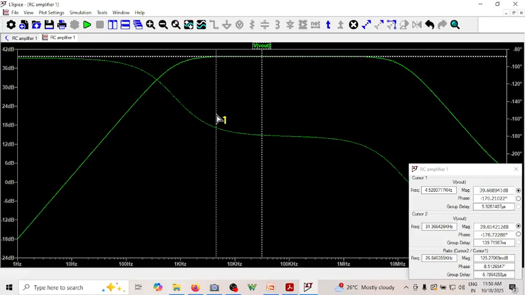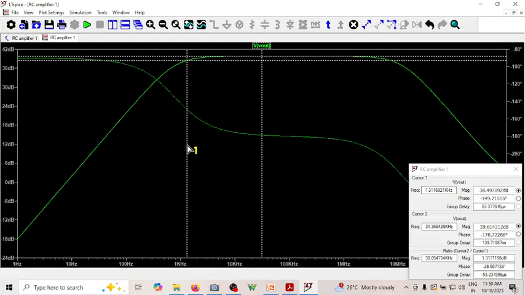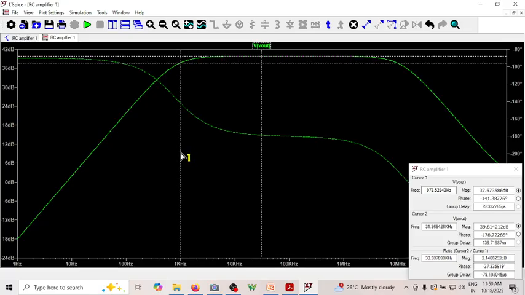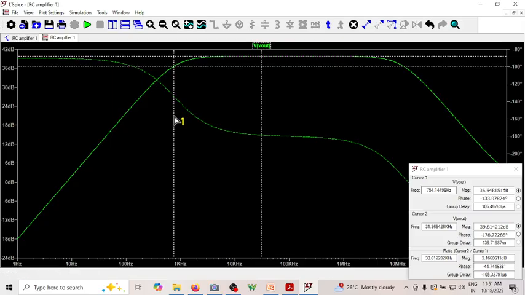Just have a look at cursor one. Is it now reducing? Can you see here? This is reducing. This is 36.8. Can you see it is 39.8? Can you see the difference is almost 2.9? Can you see it's almost 3 dB down? This is 39.81. Can you see it is 36.72, which is almost 3 dB down?